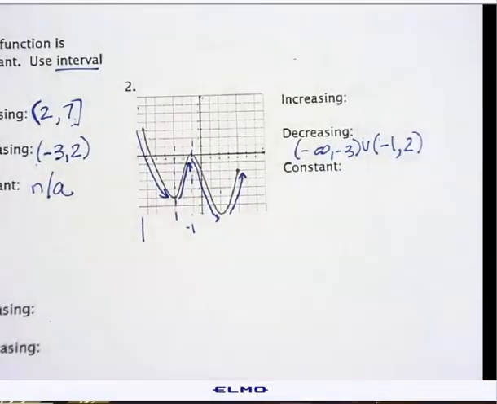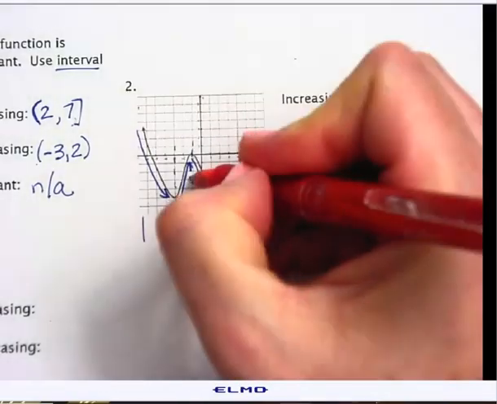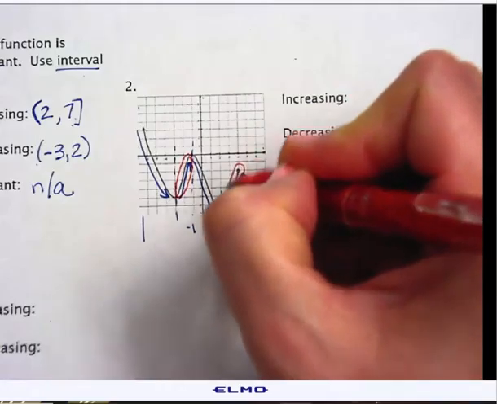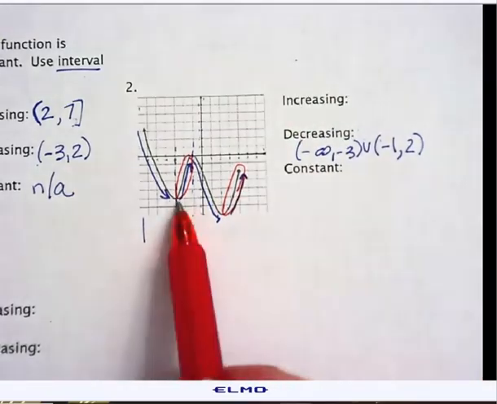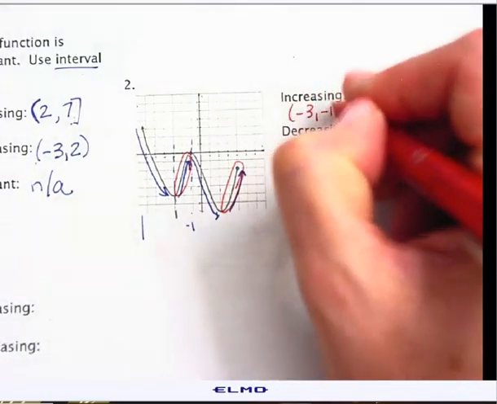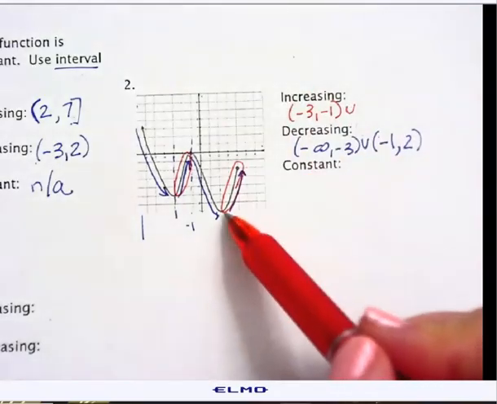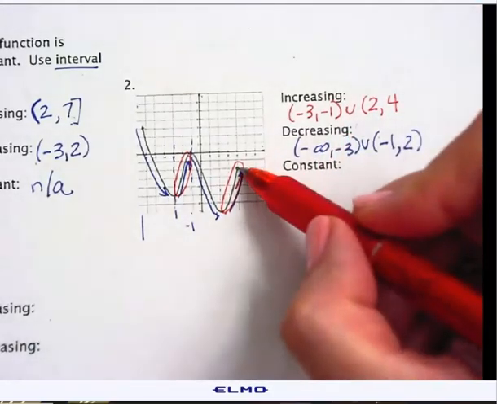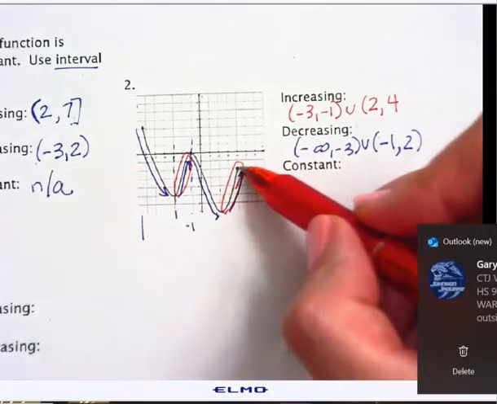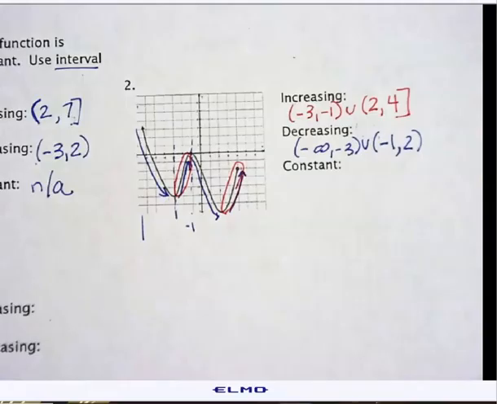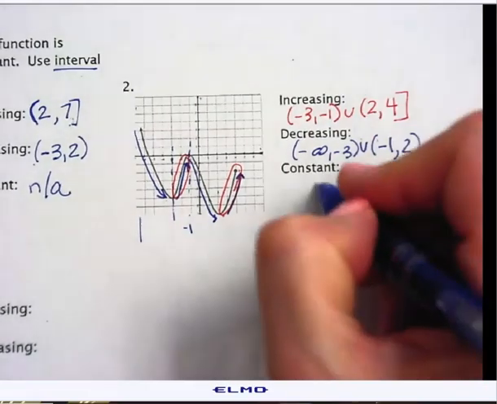And then now I'm going to do my intervals for these two increasing sections, one here and one here. So the left boundary of this one is -3, and the right boundary is -1. And then there's a break, and then it picks up again here at 2. It ends at 4, and notice at 4, there's a closed circle and no other section overlapping with it, so it gets a bracket. And then there are no constant sections.